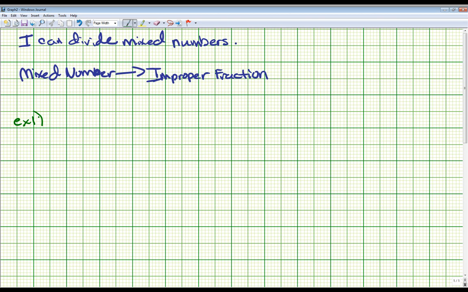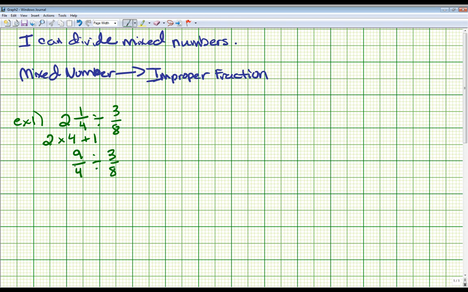Example 1 says, find 2 1/4 divided by 3/8. So we'll write it out. We're going to change our mixed number into an improper fraction. So our mixed number is sitting right here, 2 1/4. Remember, we take our whole number, multiply by the denominator, and add the numerator. So 2 times 4 plus 1. 2 times 4 is 8. Adding 1 is 9. So this becomes 9, and we keep the denominator the same. Now we're going to take 9/4 and divide it by 3/8.